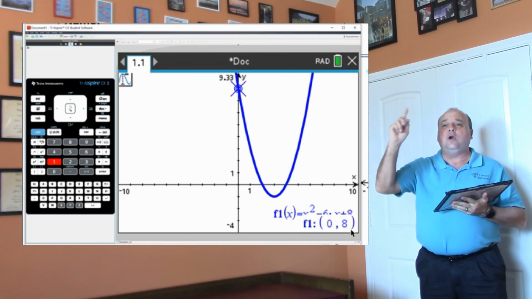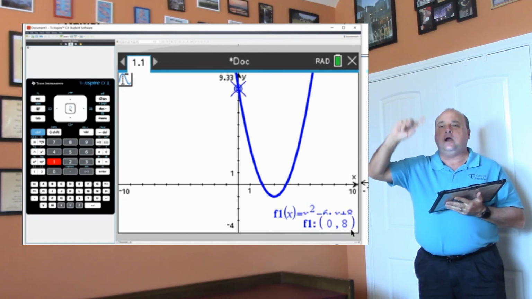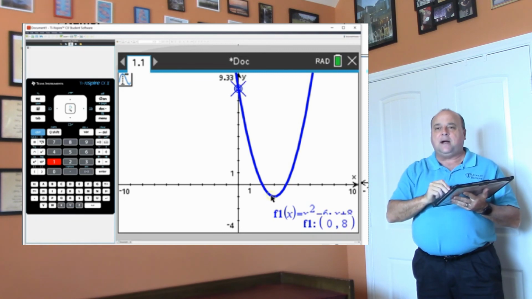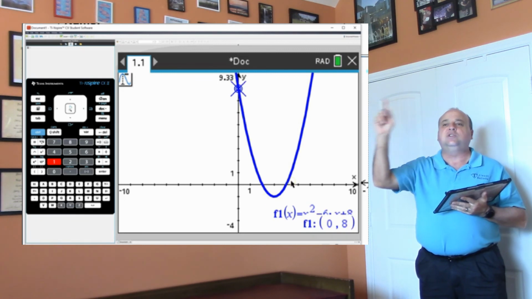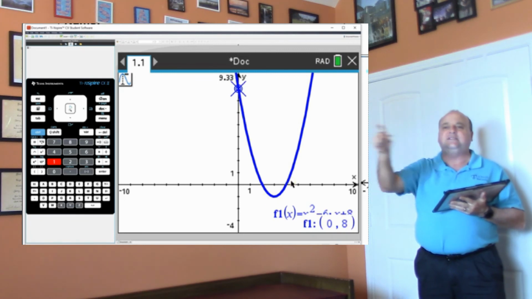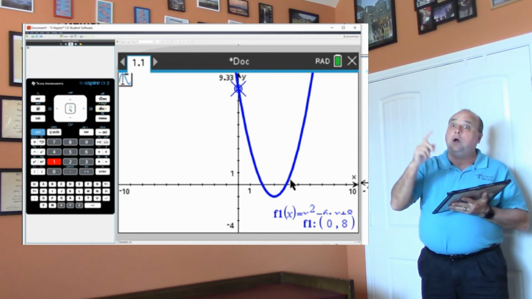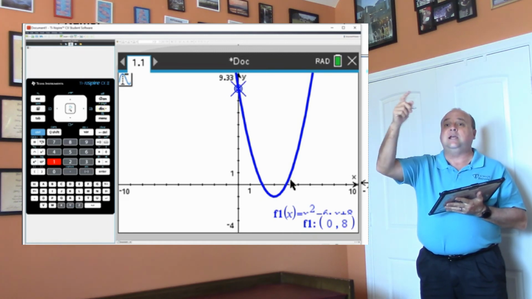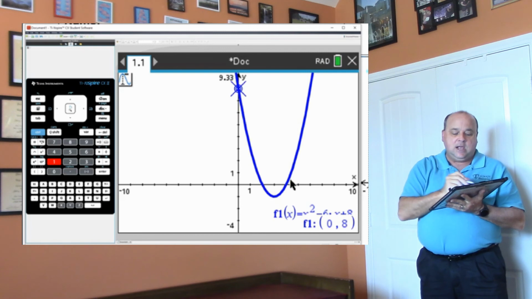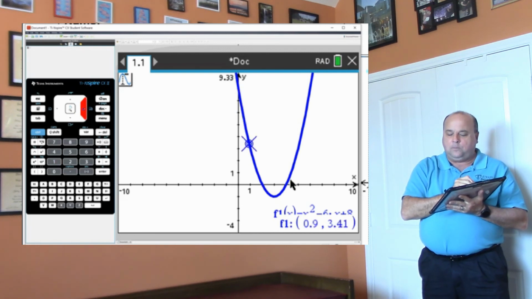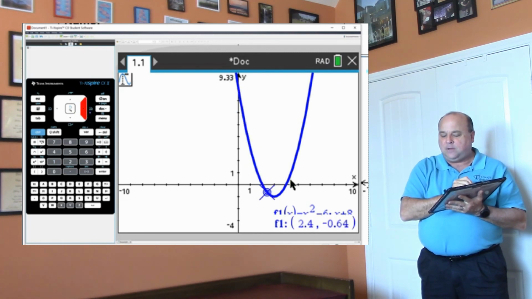Now then, never ever punch the up or down button. We want to get to the bottom of the curve. Always punch the left or right button because you're going across the x-axis. Don't punch the up or down button or it'll take the tracer off of the graph. So keep hitting the right arrow button until you get to the bottom of the graph.